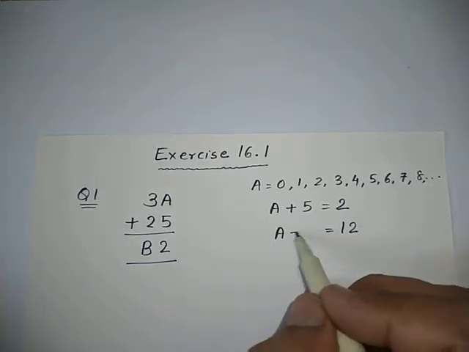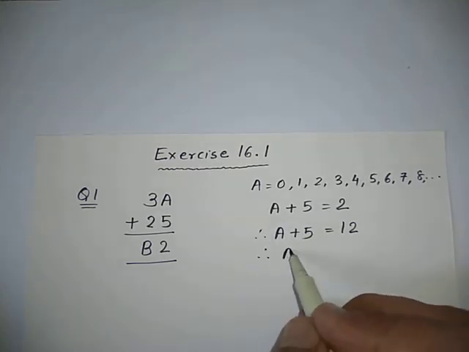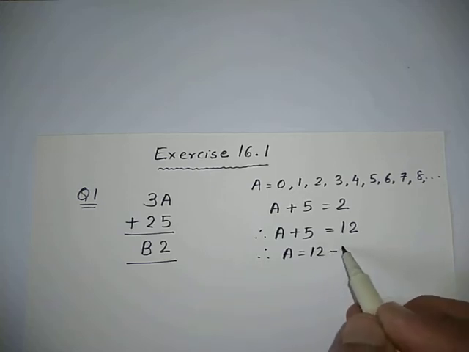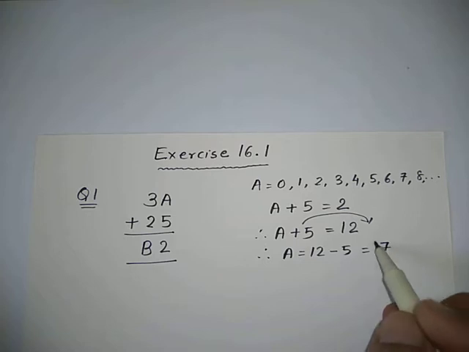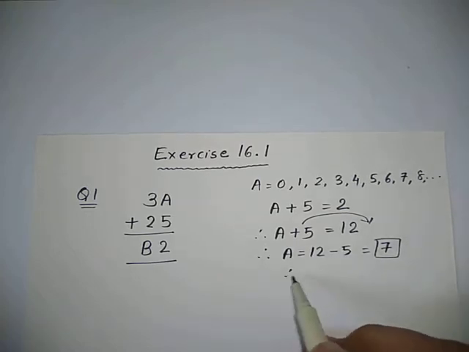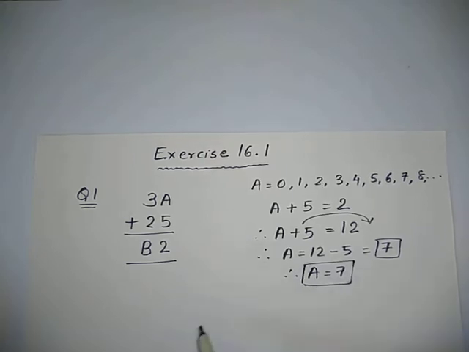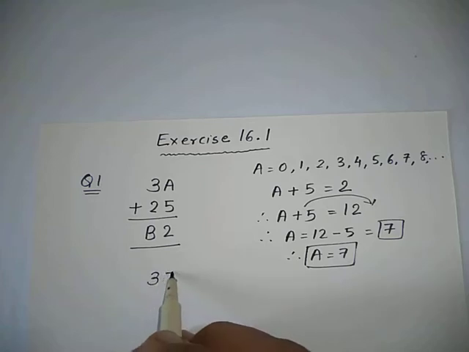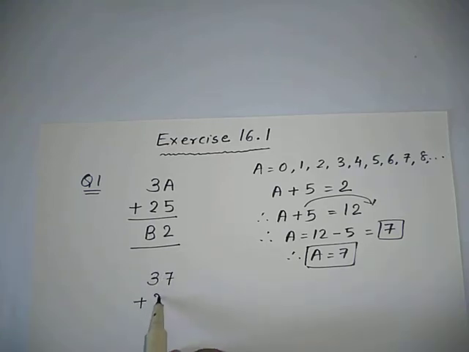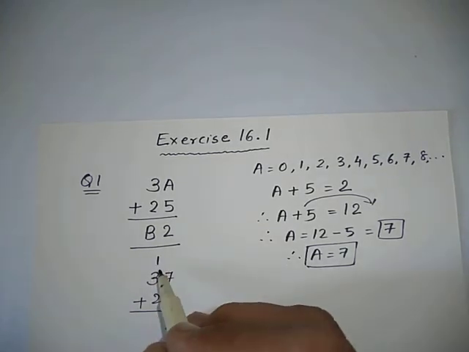So A plus 5 is equal to 12. Therefore, A is equal to 12 minus 5, and I will get the value 7. Therefore, A is equal to 7. I can place the value over here. So 37 plus 25, I will get 2, means 12 and carry over 1.